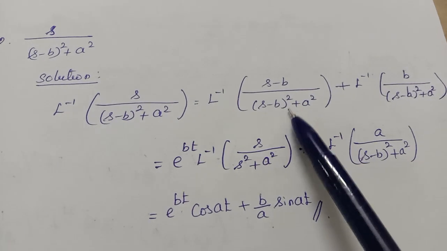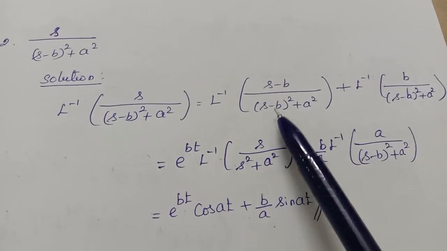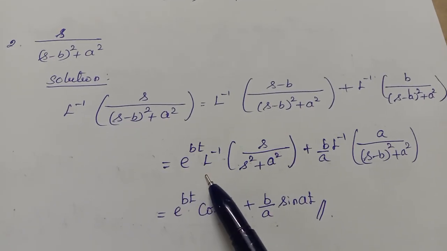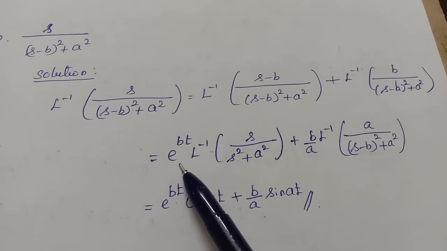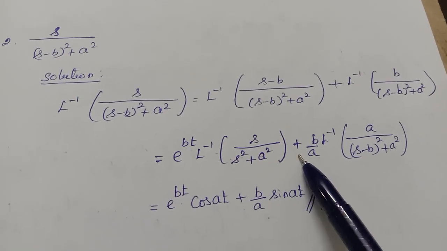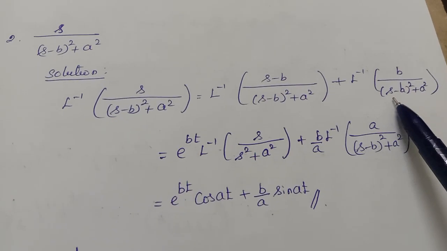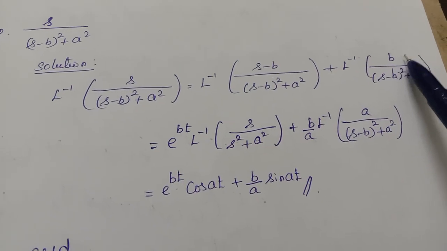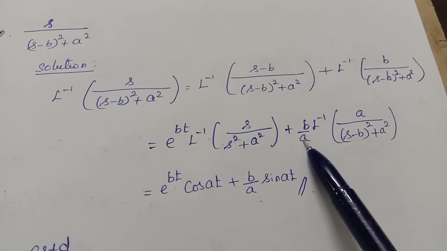Now here look at this term, wherever you have s, it is in the form s minus b. So this minus b can be removed by putting e power bt in the front. So e power bt into L inverse of s by s square plus a square. So once you have written this e power bt here, this s minus b is replaced by s by s square plus a square. Plus here this b is a constant, so I can take it outside. But in the denominator you are having what? S minus b the whole square plus a square, no? So I should have a in the numerator. Then only I can apply inverse Laplace transform. So I am multiplying and dividing by a.